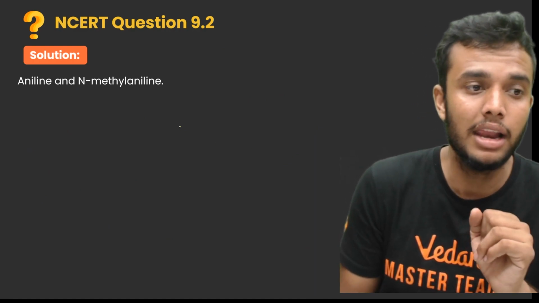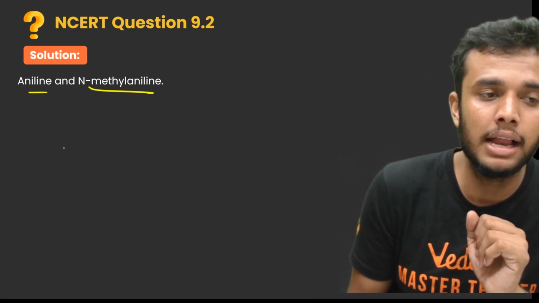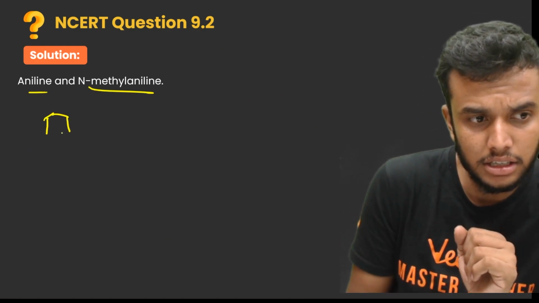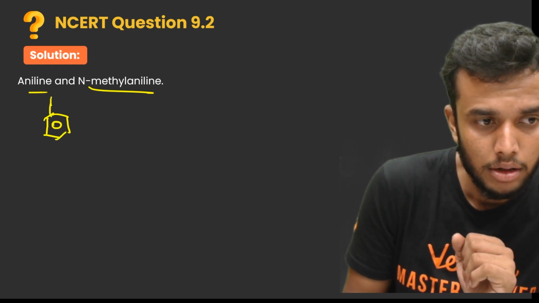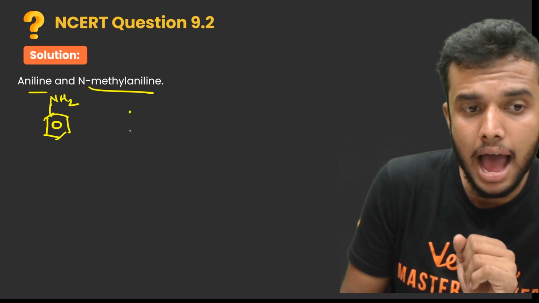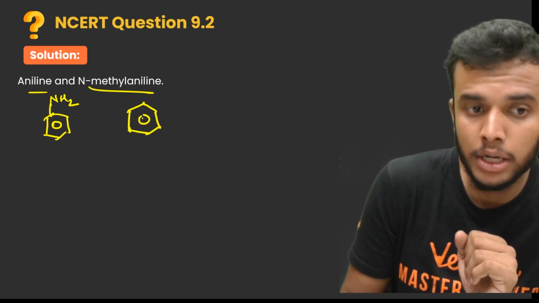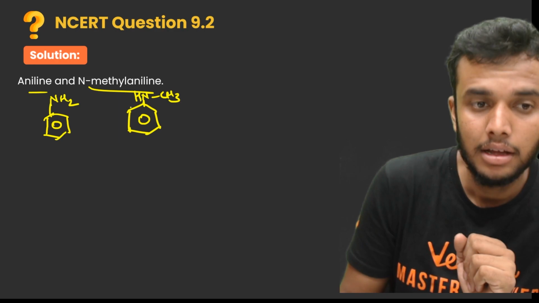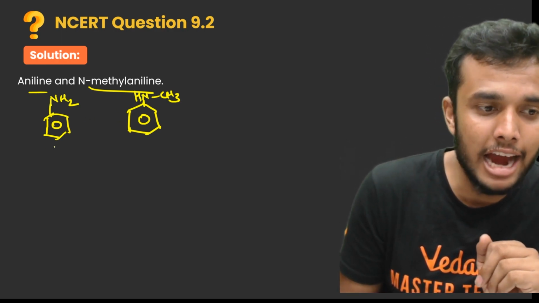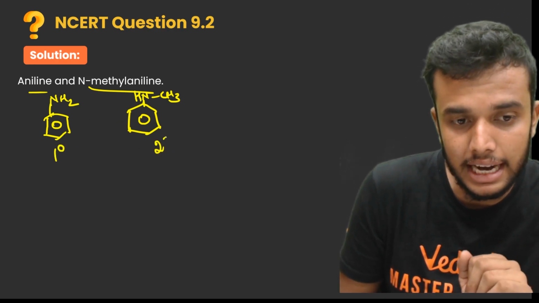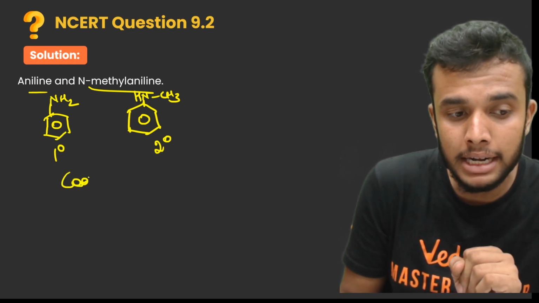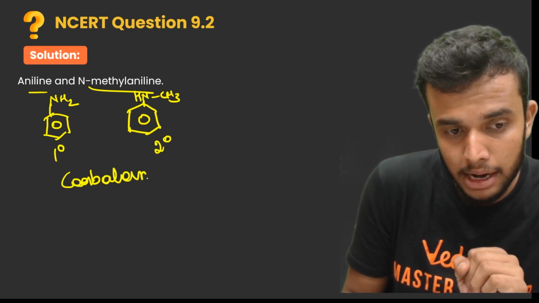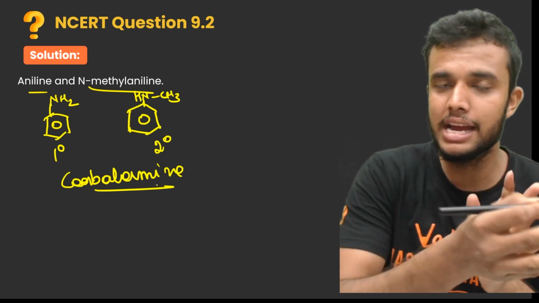Let's move on to the last one, aniline and N-methyl aniline. What is the structure of aniline? The structure of aniline is this one, but in N-methyl aniline, one hydrogen is replaced by a CH3 group on the NH. Students, it is very easy. This is a primary amine compound, and this is a secondary amine compound. By using the carbylamine test, we can easily differentiate this pair.